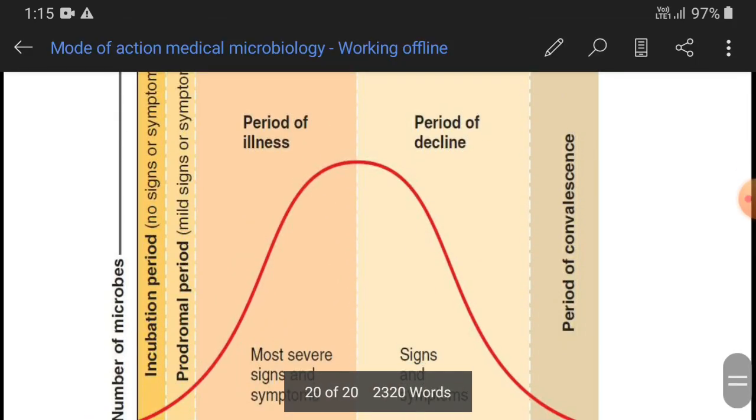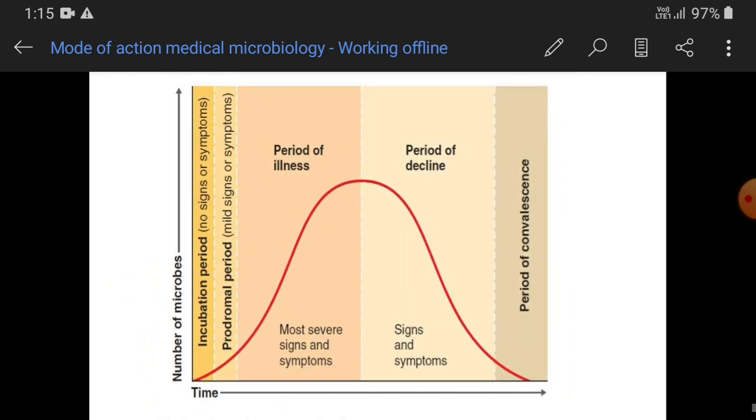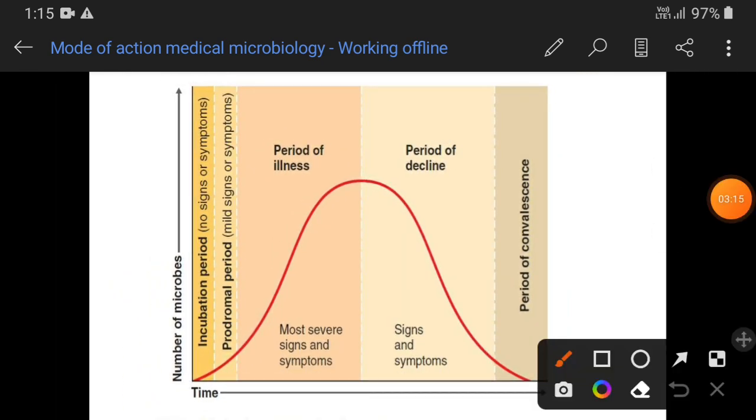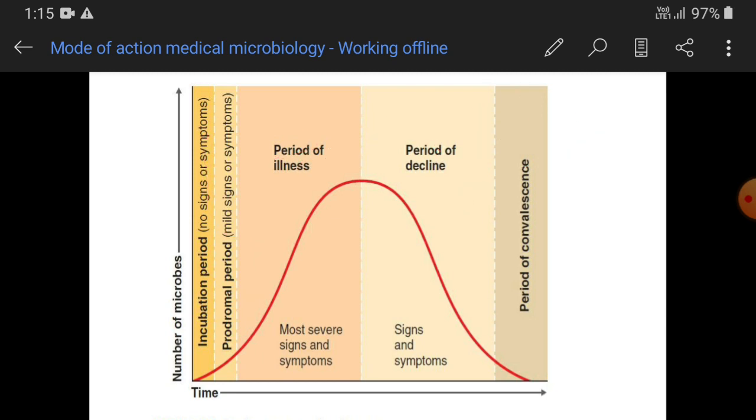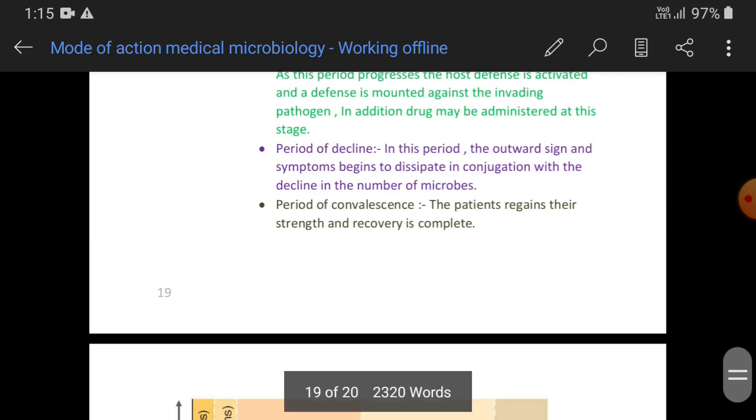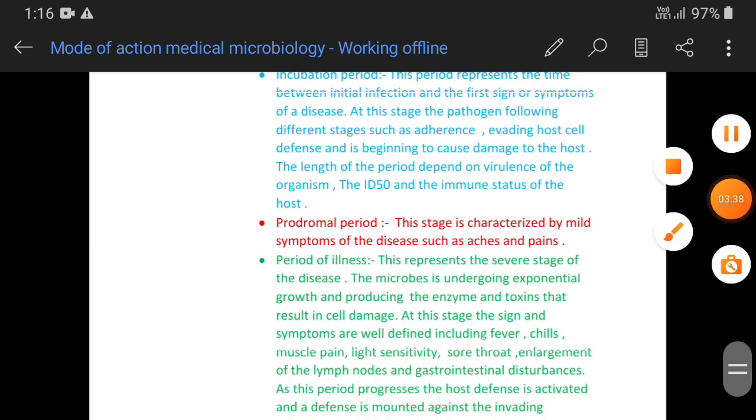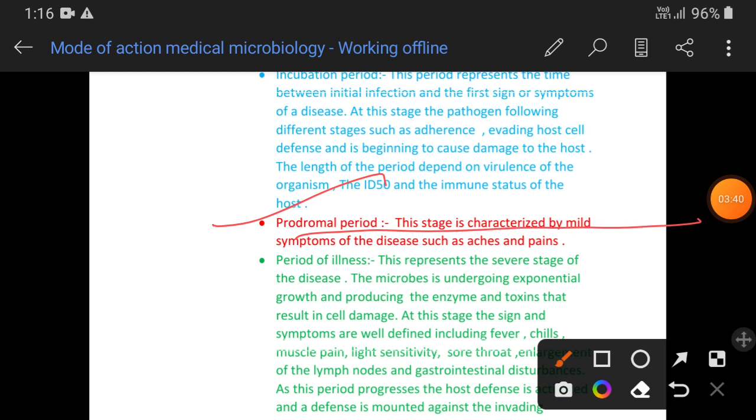Now let's move on to the next stage of the disease, the prodromal phase. In the prodromal period you can observe some mild signs and symptoms, such as acute pain. So that is the prodromal period. You can observe mild symptoms such as itches and pain.